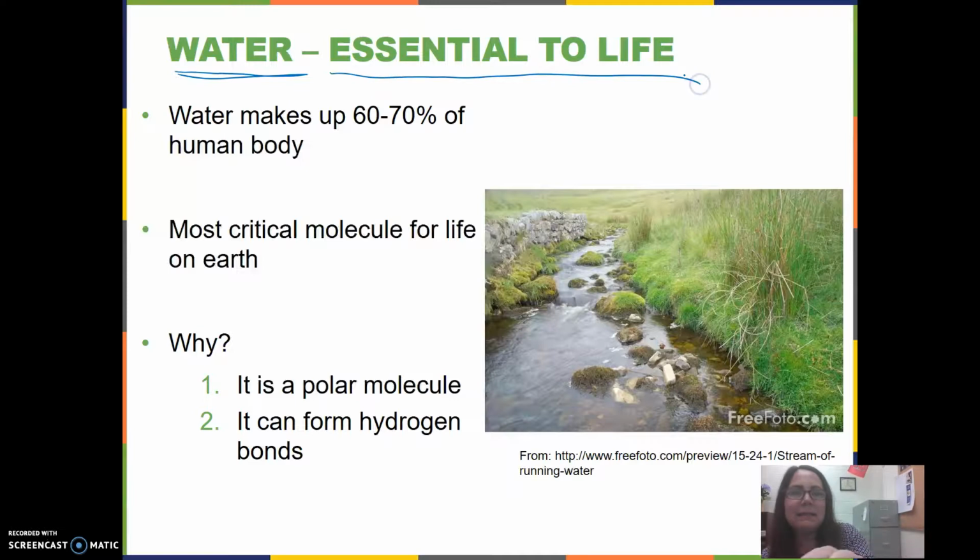Water makes up 60 to 70% of the human body, just depending on how hydrated you are. It is the most critical molecule for life on Earth. The presence of water is what enables life to exist. The reason it is the most critical molecule is that it is polar and that it can form hydrogen bonds. And we will talk about why.